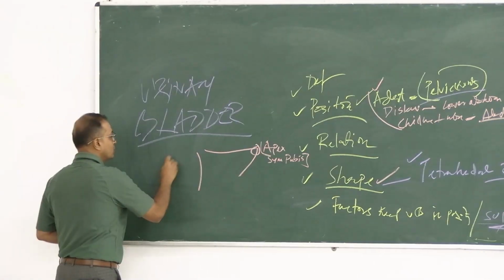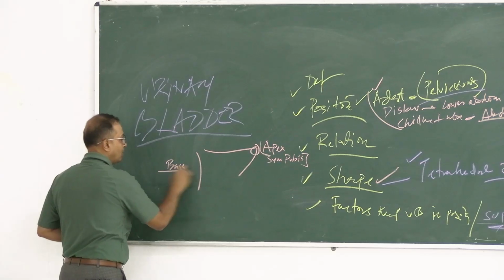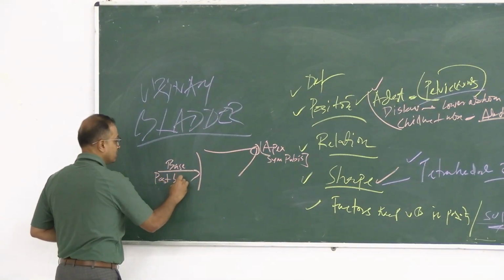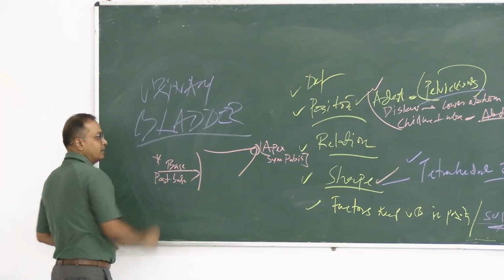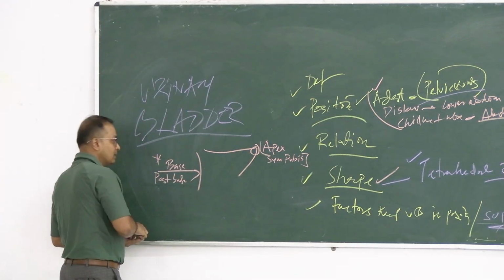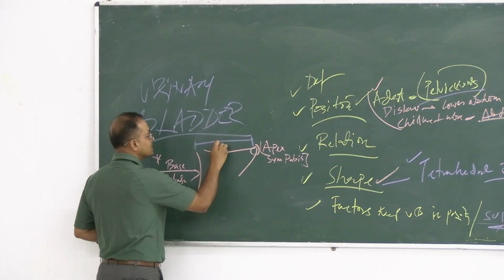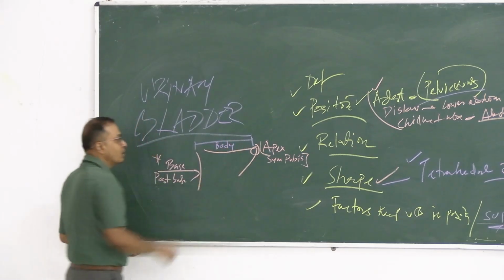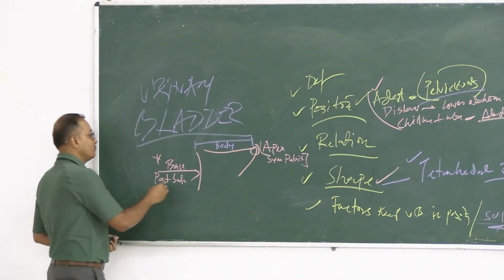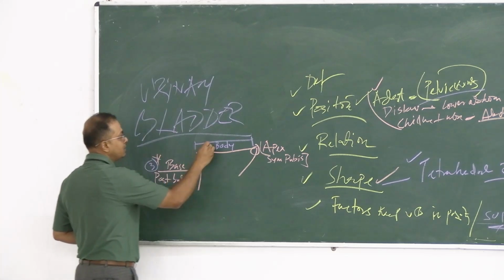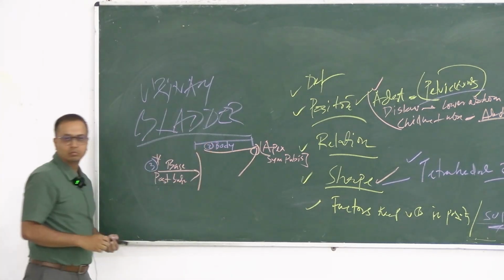Opposite to the apex, we call it the base of the urinary bladder, also known as the posterior surface. In between the apex and this base stretch here, we call it the body. So the body, apex and base of the urinary bladder are three entities that we have to know.